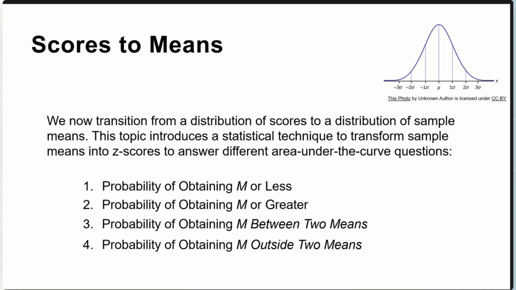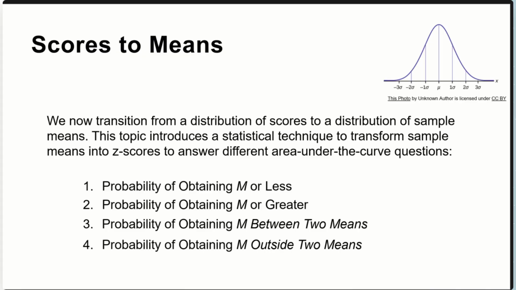And this helps us transform sample means into z-scores and answer the same types of questions about area under the curve: the probability of obtaining a mean or less, the probability of obtaining a mean or greater, the probability of obtaining a mean between two means, and the probability of obtaining a mean outside of two means. And so we're really leaning into this idea of probability, but we're using the same values that we used in the z-table to help us describe the probability.